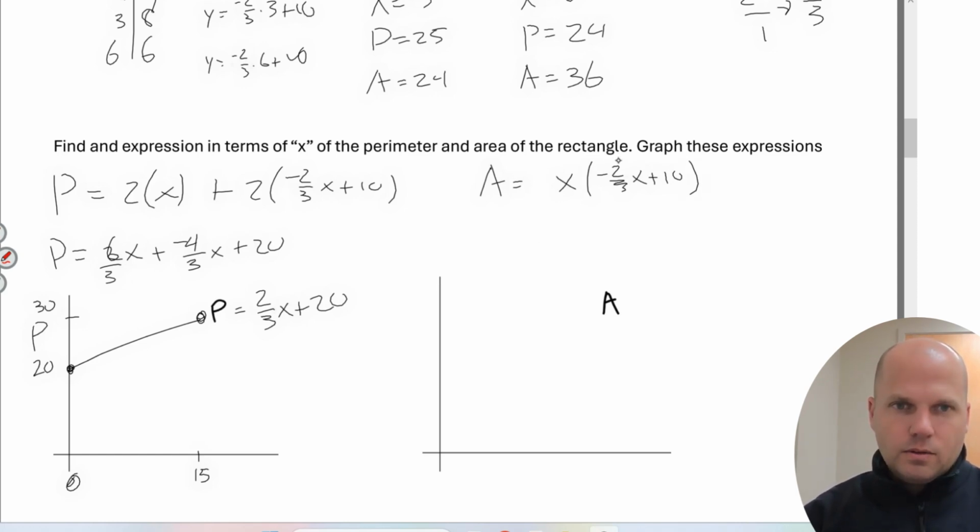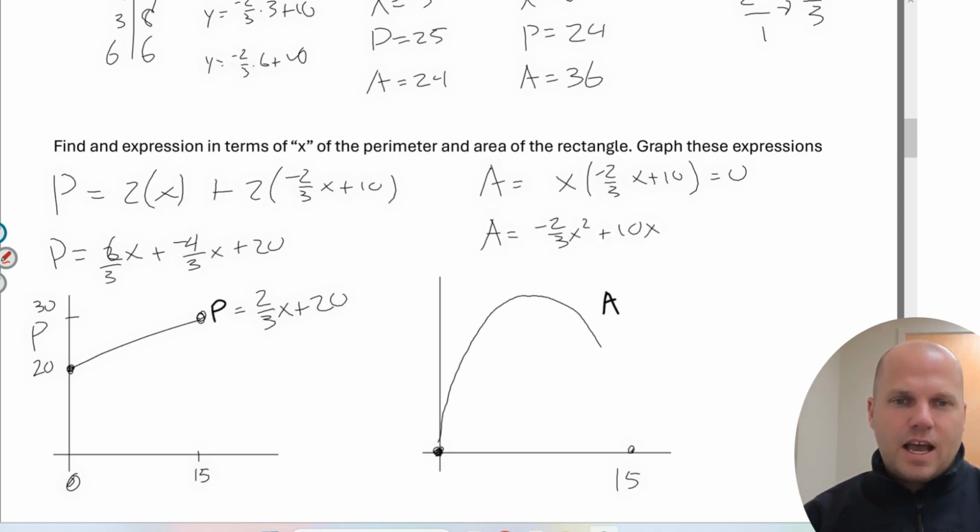Cool. Well, we can see that the area will be 0 when x is 0, and the area will also be 0 when x is 15. However, we realize that this is a quadratic, which means it's going to come up and come down. It's this negative 2/3 x squared. Well, where is the area going to be the maximum? It's going to be at this vertex.